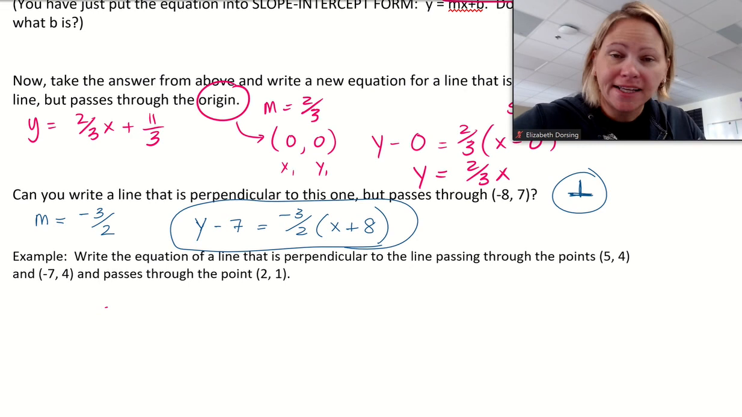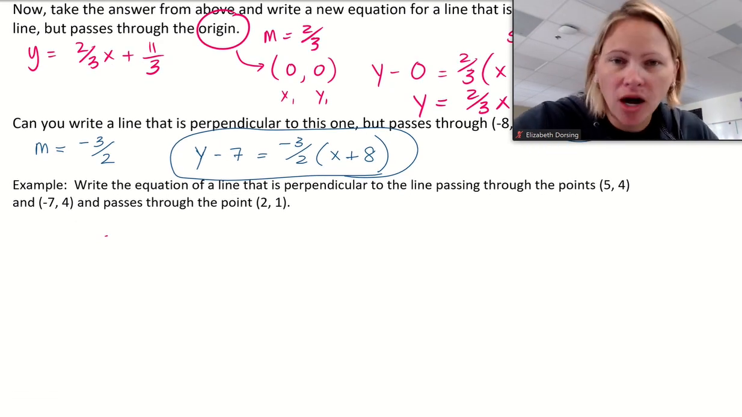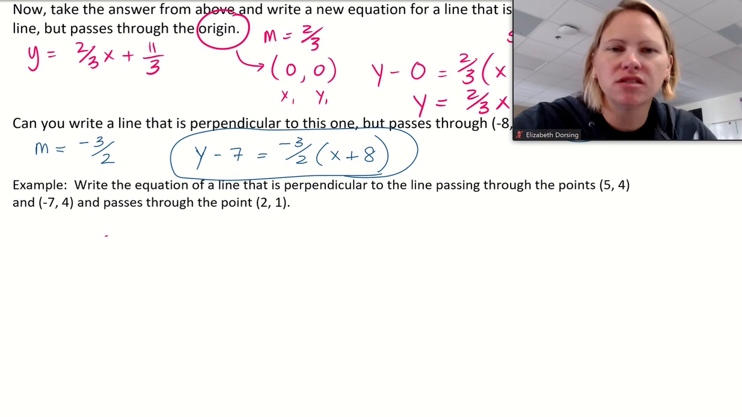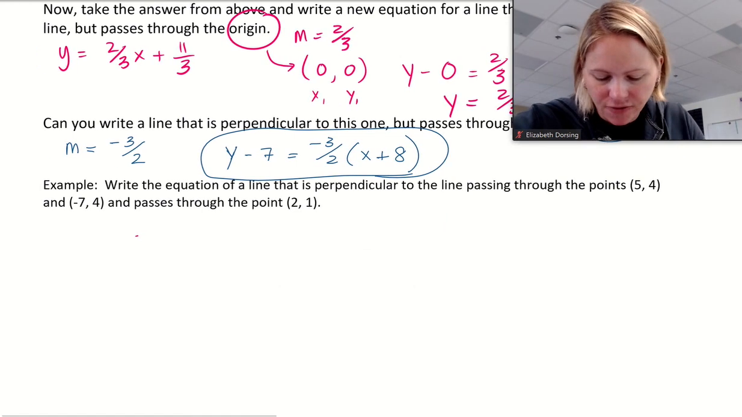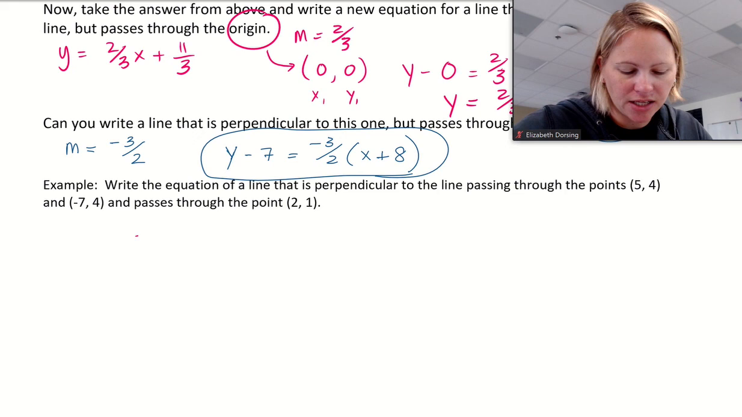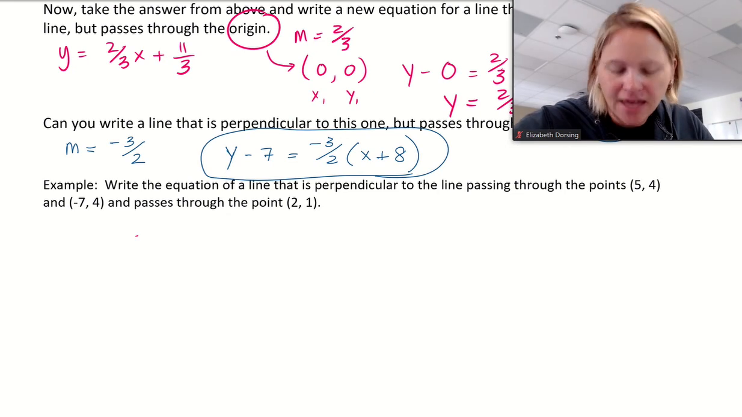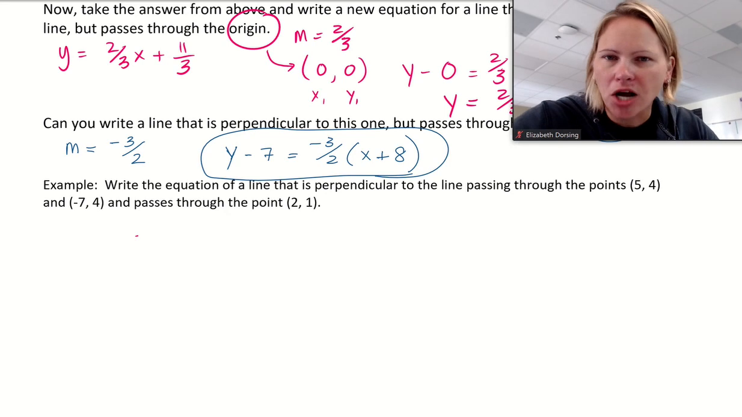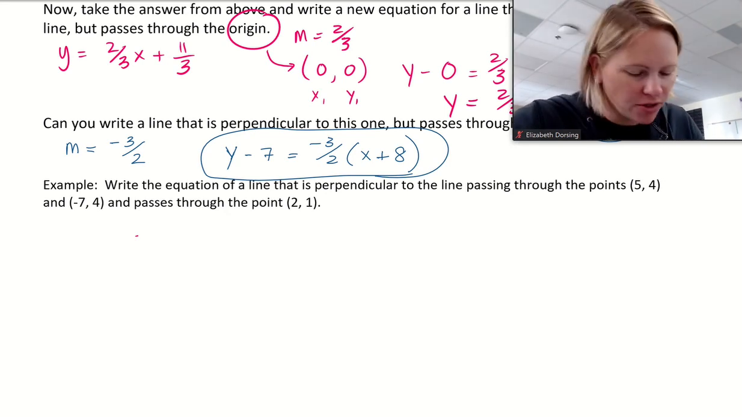Now, last question, and for this one, I would encourage you to pause the video and give it a try on your own and see if you can solve it. I bet you can. So this says, write the equation of a line that is perpendicular to the line passing through the points 5, 4, and -7, 4, and that passes through the point 2, 1. So go ahead and pause now. Give it a try. So let's see how we do this problem.